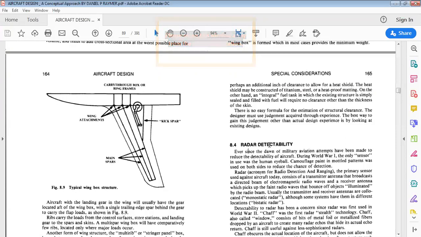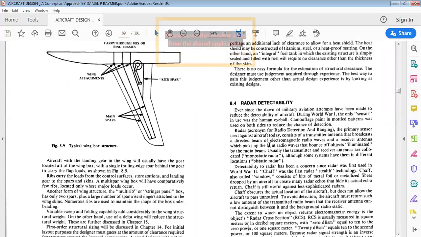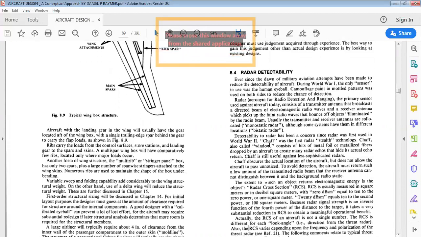So next, we are coming to radar detectability. We know that radio detection and ranging detectability, ever since the dawn of military aviation, attempts have been made to reduce the detectability of aircraft during World War I. So therefore, aircraft should not be detected by the radar. That is what we have seen from World War I.